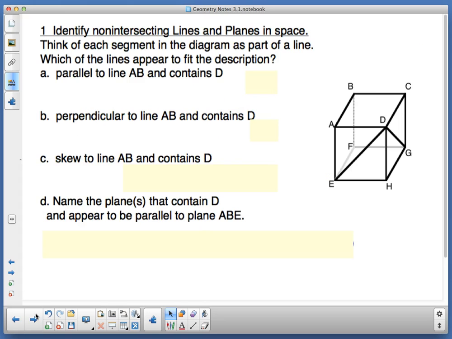Okay, identify non-intersecting lines and planes in space. This is our first question. We have two today. Think of each segment in the diagram as part of a line. Which of the lines appear to fit the description? Well, my first description is parallel to line AB. So I've got AB, going through here, that contains D. I'm looking for a line that's parallel to AB that's going to contain D.